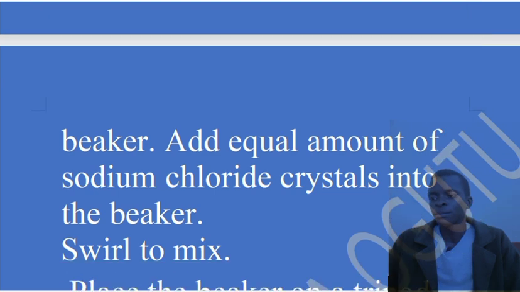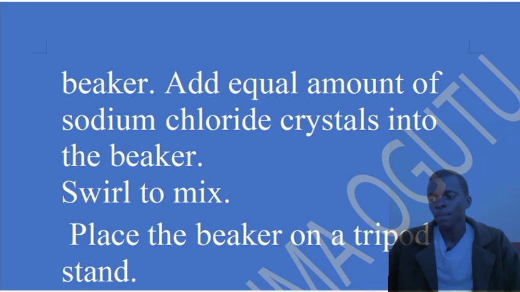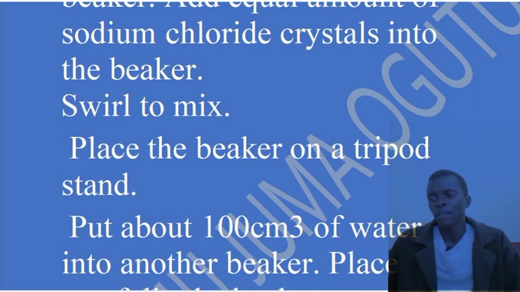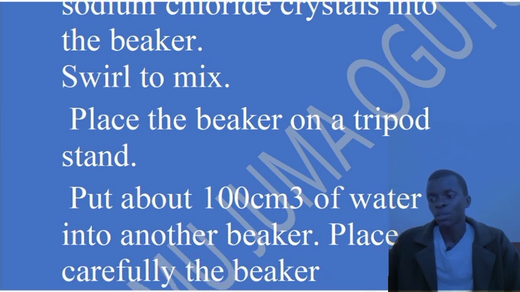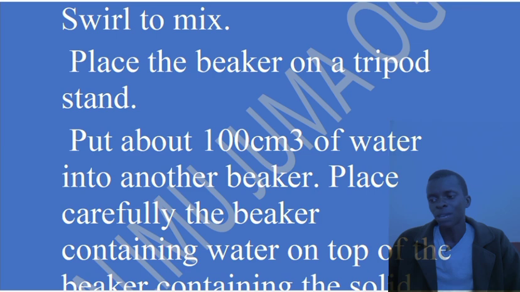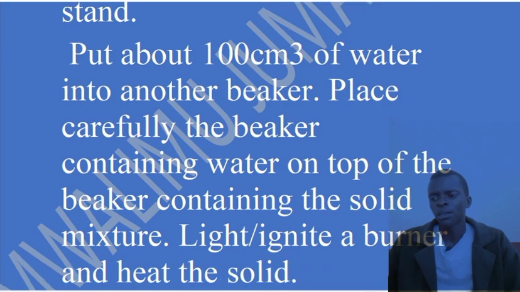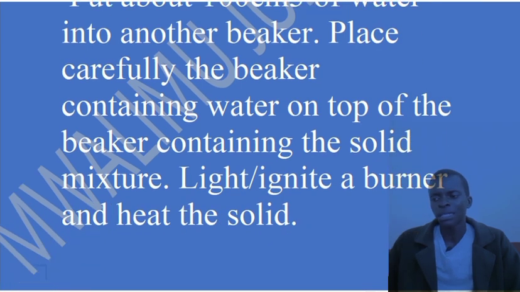Ammonium chloride crystals into the beaker. We swirl now to mix. Then we place the beaker on a tripod stand. Then we put about 100 cubic centimeters of water into another beaker. We place carefully the beaker containing water on top of the beaker containing the solid mixture. Then we light a burner and heat the solid.